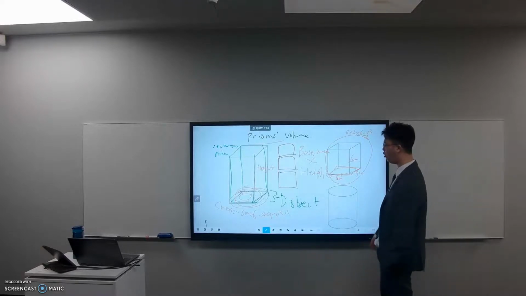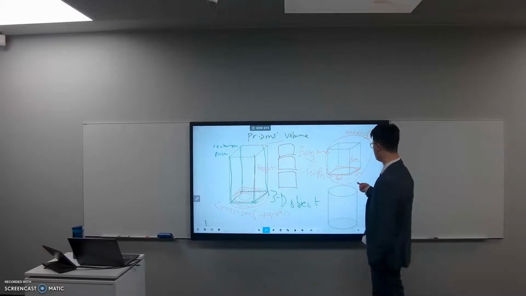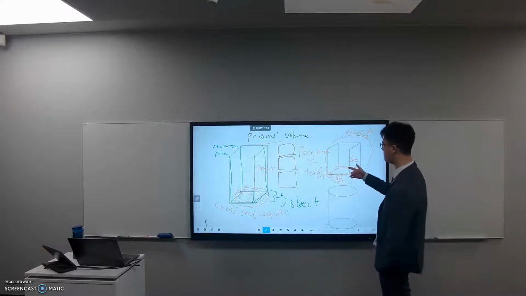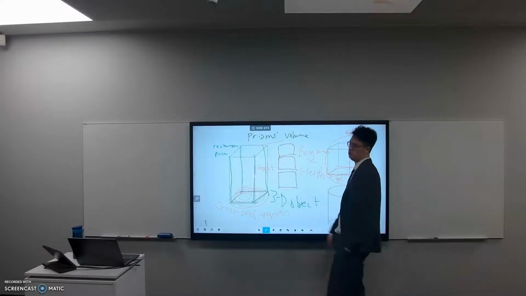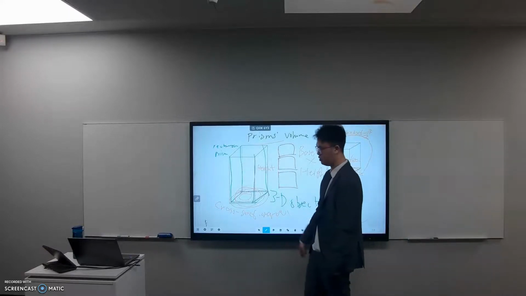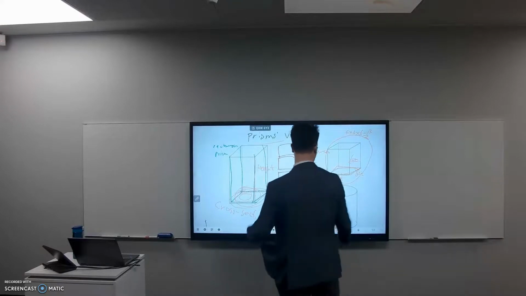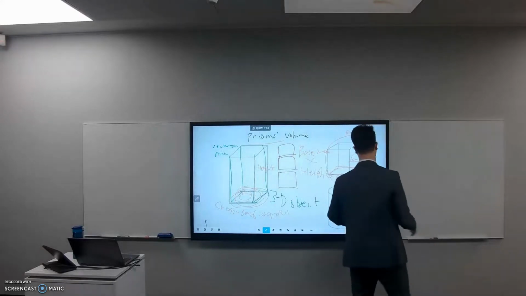But when you're dealing with measurements, make sure these units are all the same, because questions like to trick you. They can give you different units, and then you just calculate with the different units so you get it wrong. That would be very sad. So please stop doing that.